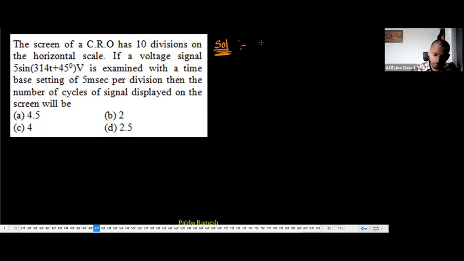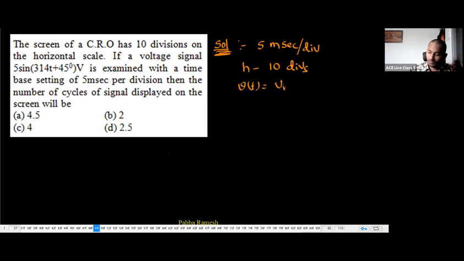What is the setting here? 5 millisecond per division. And horizontally, how many divisions are there? 10 divisions are there. And the voltage signal V of t is equal to Vm, which is given as 5 sine 314t plus 45. Now very simple.